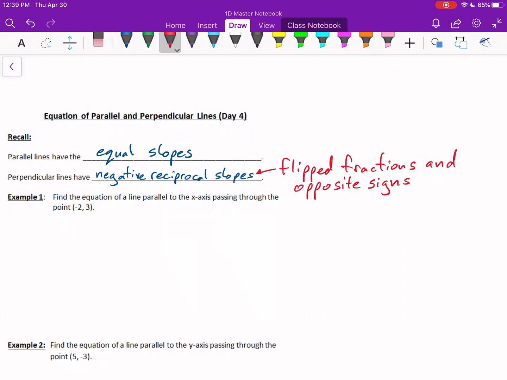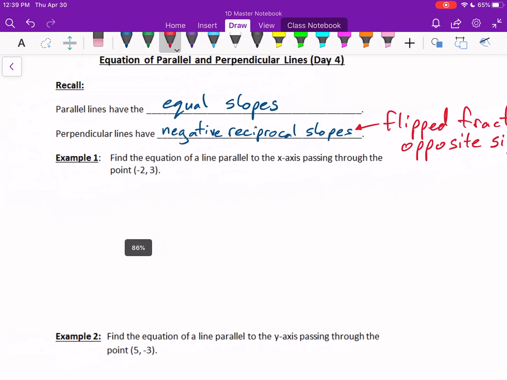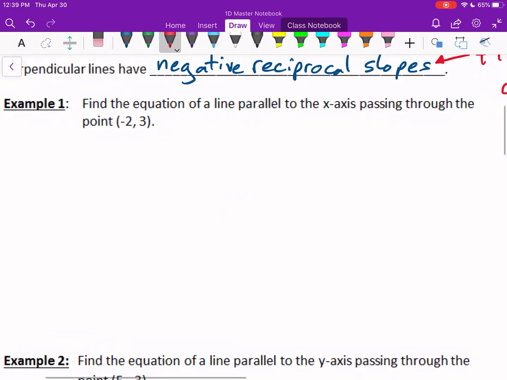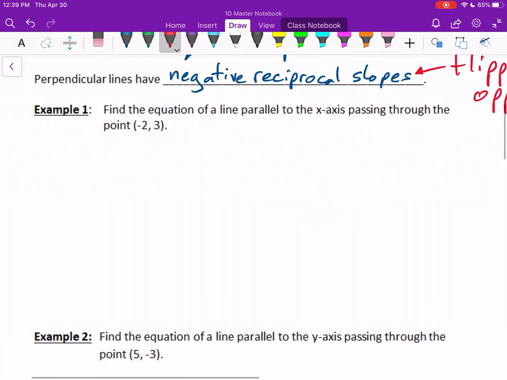The reciprocal part means that if I write one of the slopes as a fraction, even if it's not a fraction, I could just put it over 1. If I flip that fraction upside down, that's the reciprocal part. So they should have opposite signs from each other, and they should be flipped fractions compared to each other. All right, so that's stuff that we can use to recognize the equations of parallel and perpendicular lines. Let's do a few examples.